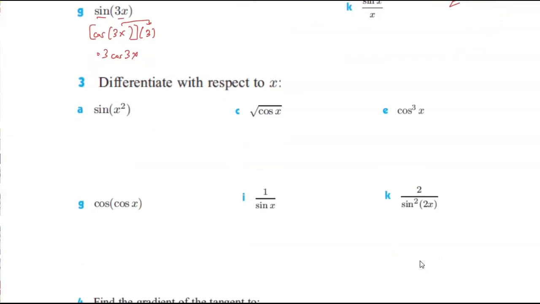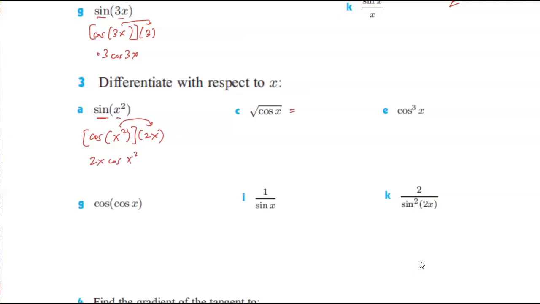Differentiate with respect to x. Okay, so in this case, we have an outside function, inside function, chain rule. Outside function is sine x. We take the derivative of it. We leave the inside the same. Then we take the derivative of the inside function. And we're done. Simplifying. Okay.